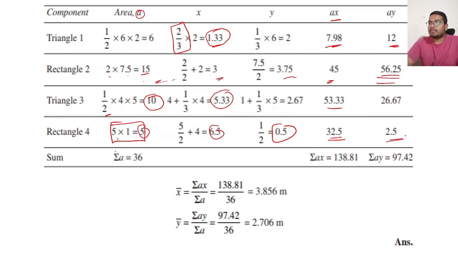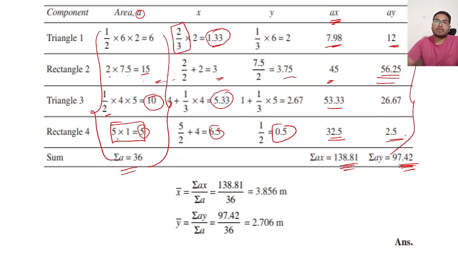So now we'll have a summation of all this. We'll calculate the sum of all the areas first. So we are going to get summation of A as 36, summation of Ax as 138.81, and summation of Ay as 97.42. Just add all these, you are going to get this.